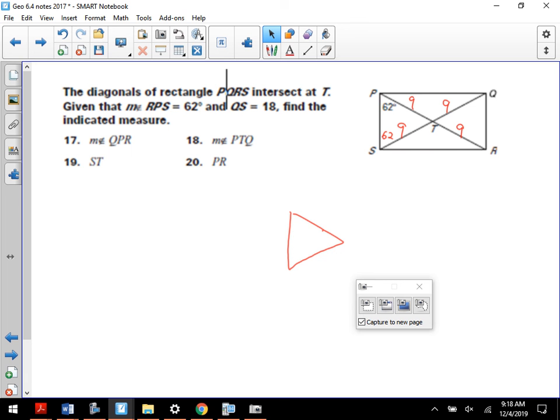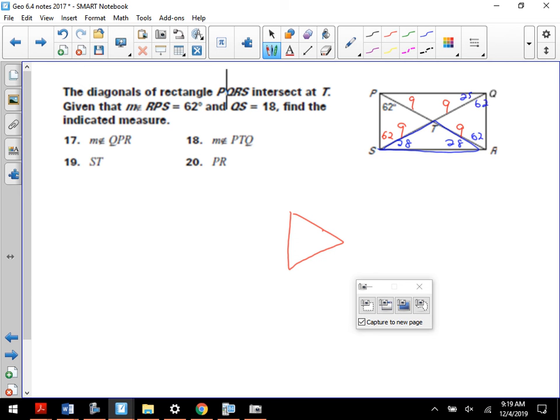90. So to find the other side, I have to subtract 62 from 90. So take 90 and subtract 62. What do you get? 28. And hey, look, isn't this another isosceles triangle here? If that base angle is 28, what's the other one have to be? 28. Which means the next side is 62.